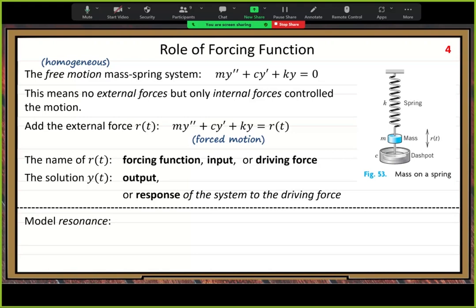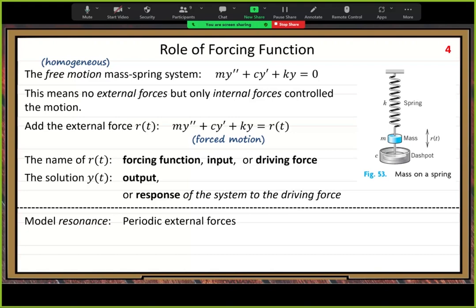Then model resonance. Later we need to talk about this resonance issue. It is one of the important problems engineers need to consider. When you find a solution, you need to consider the frequency related to this resonance. Later we will do the calculation: at what frequency you get resonance, and what frequency you can avoid it. So we need to model resonance.